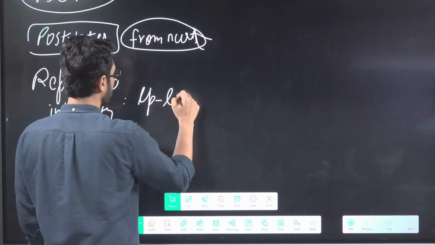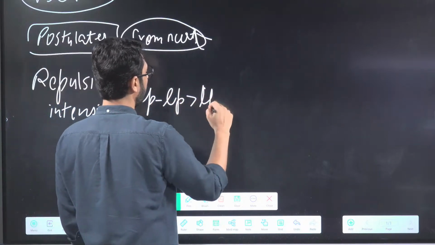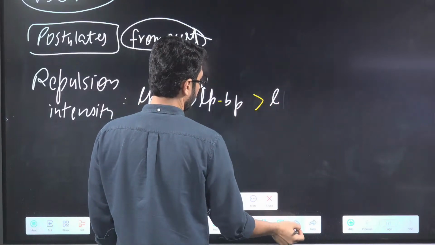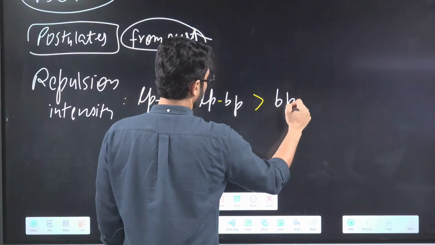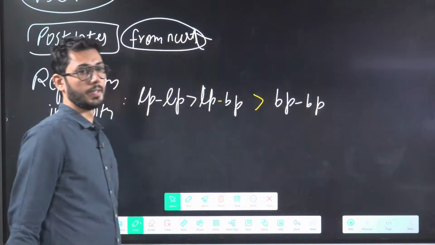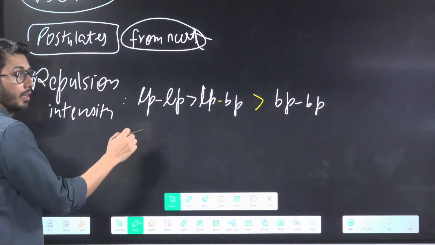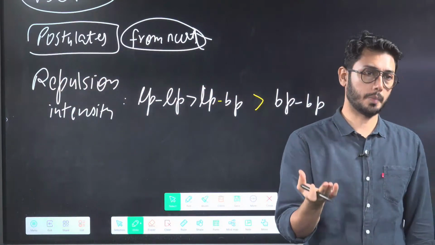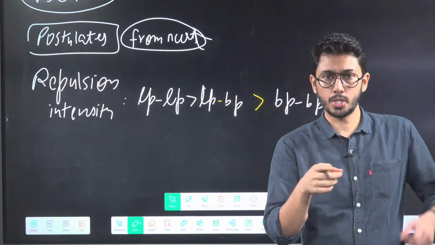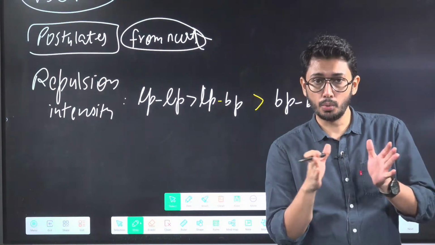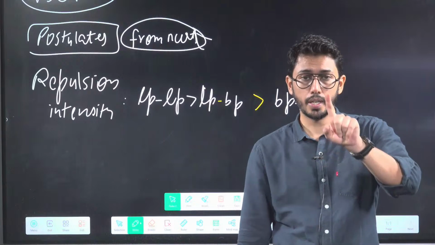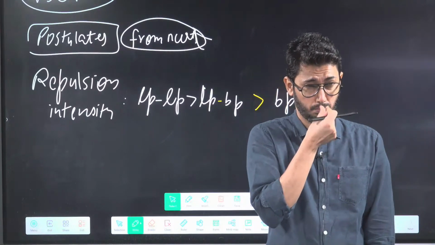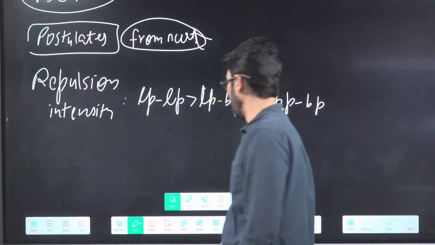रिपल्शन इंटेंसिटी में सबसे ज्यादा लोन पेयर, सेकंड वाला लोन पेयर बॉन्ड पेयर, थर्ड वाला बॉन्ड पेयर. ठीक है. Reason: lone pairs are closer to the central atom and they occupy more space, whereas bond pairs are shared between two atoms. They get more force of attraction of the two nuclei, hence lone pair repulsion is maximum. ठीक.